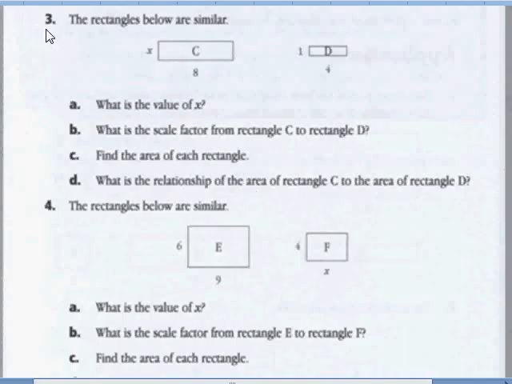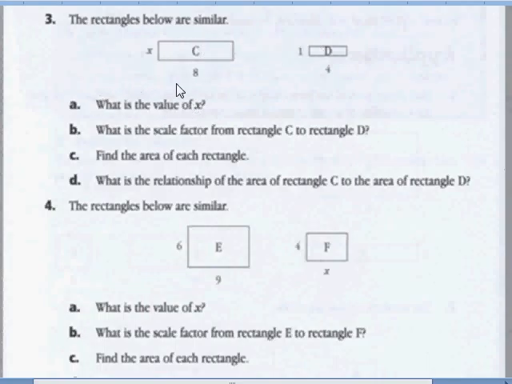All right, number 3 on page 48. The rectangles below are similar. So you have C and D, and A says, what is the value of x? Since x is over here, we want to try to go from this shape to that shape to see what we have to do and do the same thing over here.